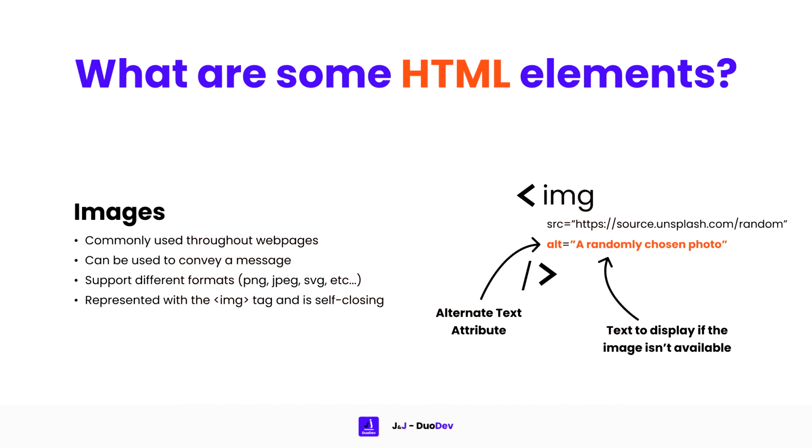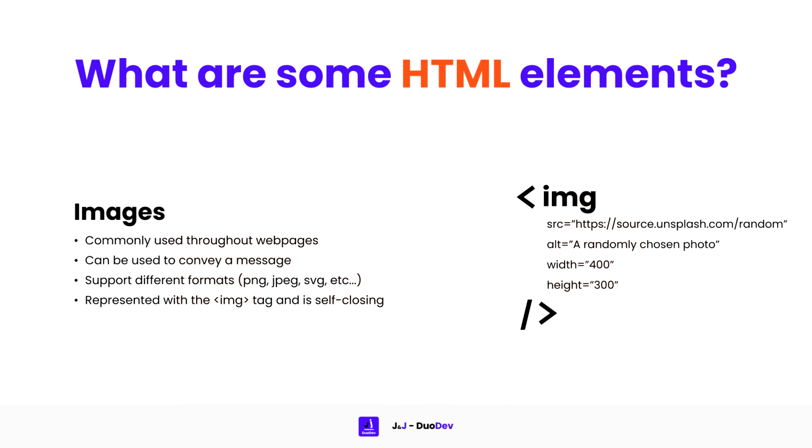It is a text that is going to be displayed if our image is unavailable or if the person visiting the web page is using a screen reader. Two more attributes that we can pass onto the image are the width and the height of the image. And that's pretty much how we implement the image tag.